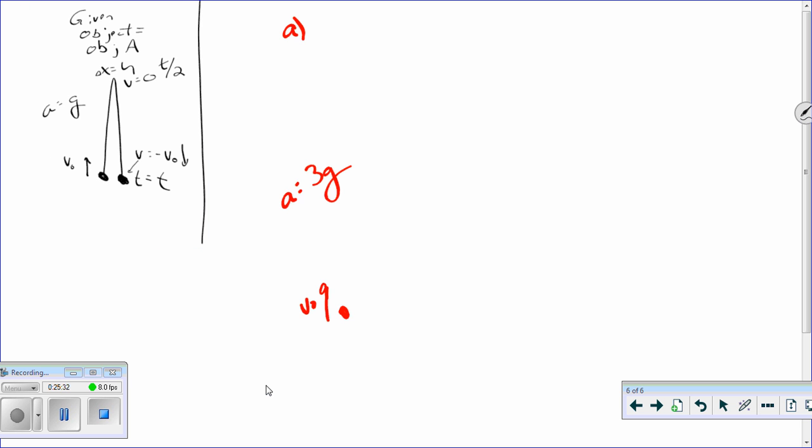Okay, so over here, the time that this thing is going to be in the air for, how would we figure it out given this information? To me, the easiest way would be to look at the change in velocity and divide it by the acceleration, right?